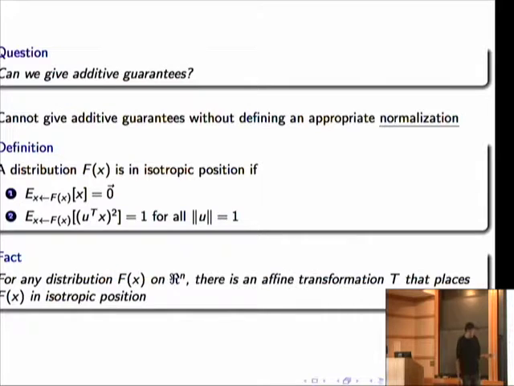But actually, it turns out, and this just follows from the Cholesky decomposition, that if you give me any distribution f of x, there is an affine transformation T so that this transformation T places f of x in exactly isotropic position.